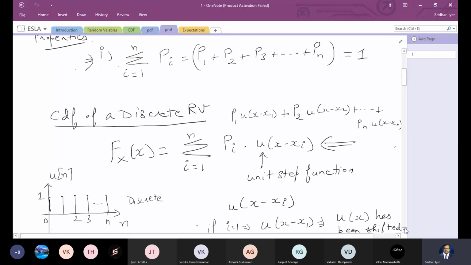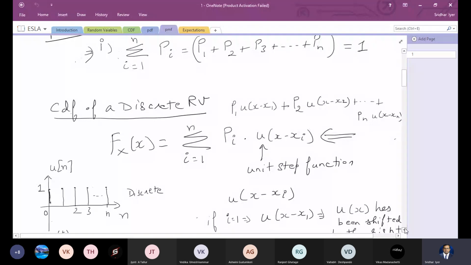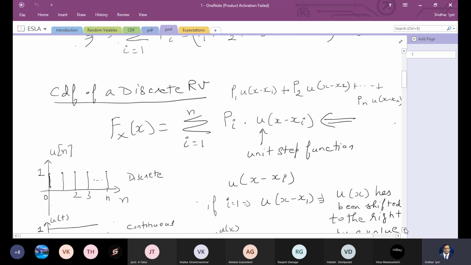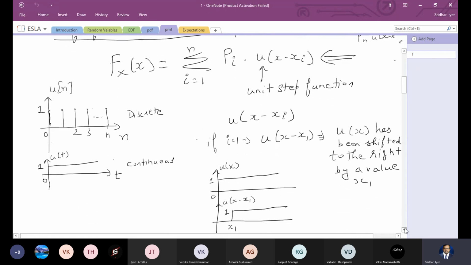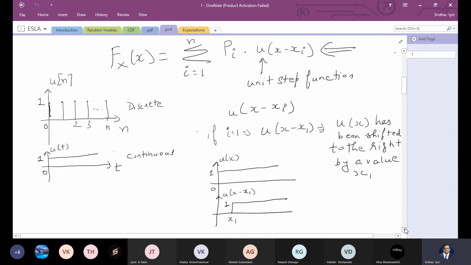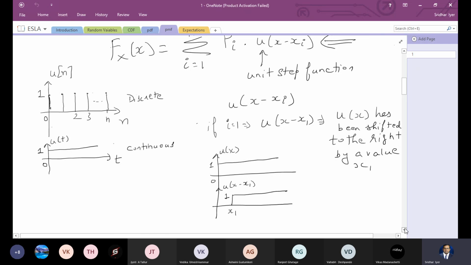Right? Then we saw how we could write the CDF of a discrete random variable. For the CDF, we use the unit step function. The unit step function starts at the value of 0, it gets a value of 1 there, and it remains like that. That is, the value remains 1 till the final value, that is infinity or n. Right? So I've shown you on the graph on the left hand side how the unit step function looks if it is discrete. At the bottom, I have shown you how the unit step function looks if it is continuous in nature.